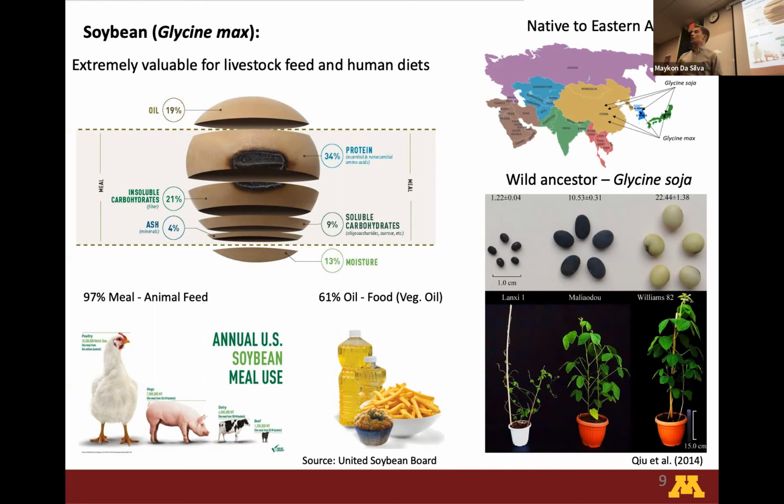Native to Eastern Asia, soybean domestication occurred about 5,000 years ago from its wild ancestor Glycine soja. In view of the several efforts in domestication, breeding improvements, and enhanced cropping systems, soybean has become the most cultivated and utilized oilseed crop worldwide.